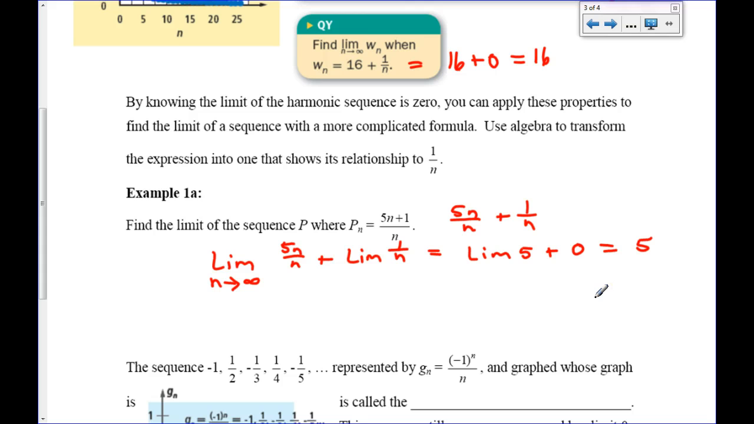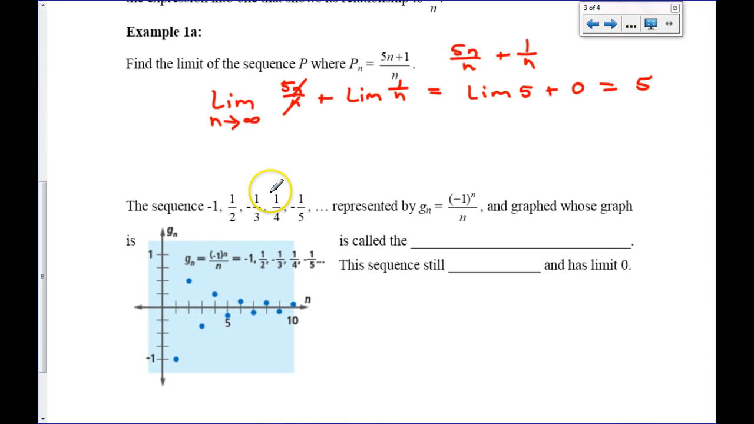You guys have any questions on that one? Why did it become 5 and 5n over n? Because it's both of these divided by n, right? 5n plus 1 divided by n is the same thing as saying 5n divided by n plus 1 divided by n. Why did 5n over n cancel? Because, yeah, the n's cancel. Yep. Good question.